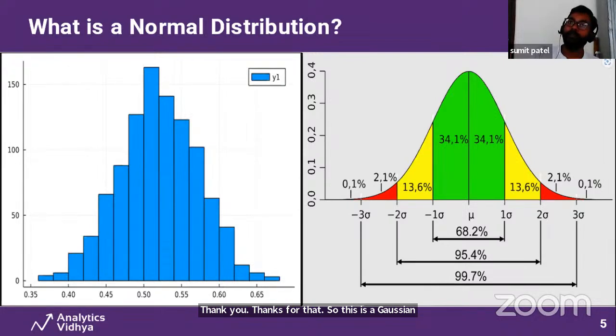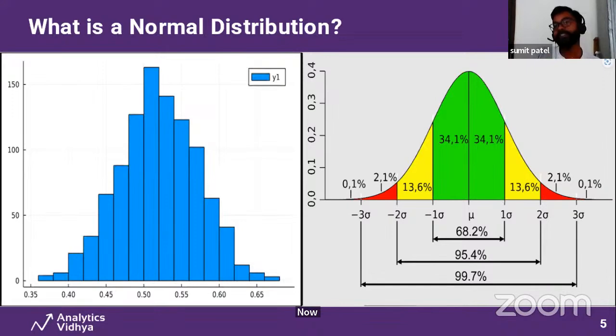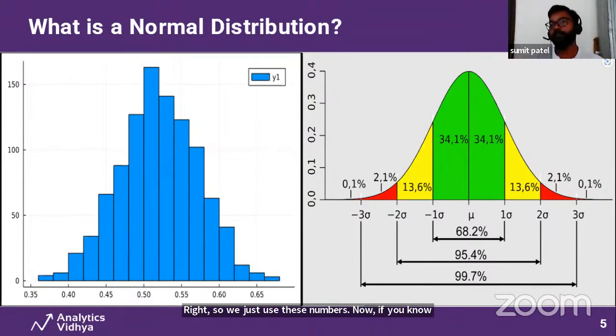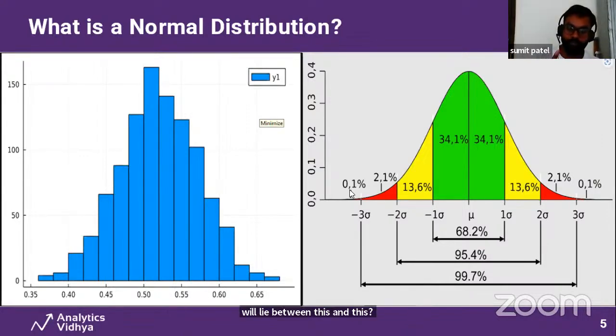Now, we just use these numbers. If we know that data follows a normal distribution, we just go ahead and try to find out the probability. What is the probability of something lying between this and this? What is the probability that a number will lie between this and this? Standard normal distribution is a probability distribution. Normal distribution, yeah, both of them are the same.